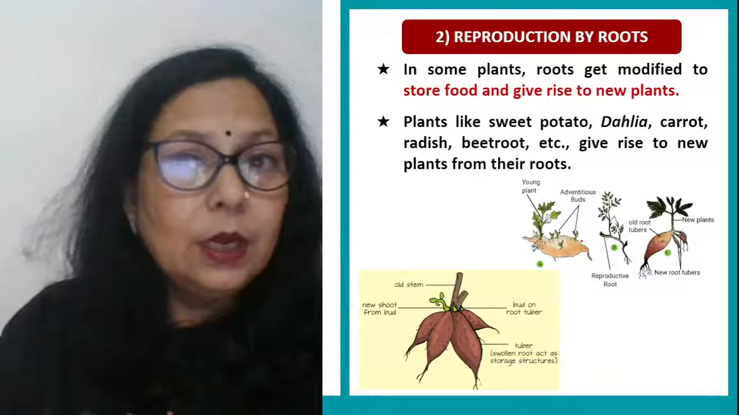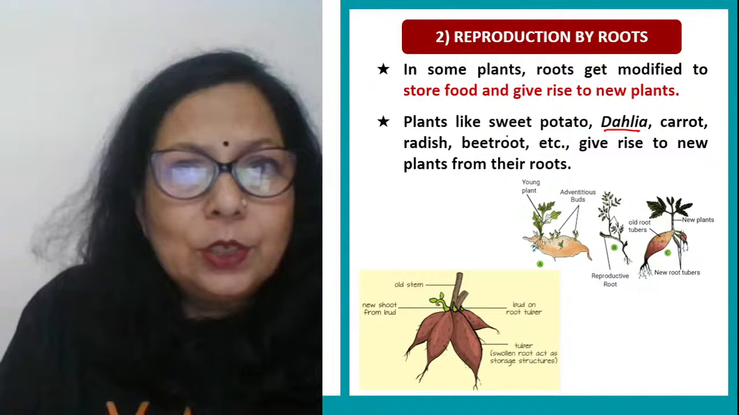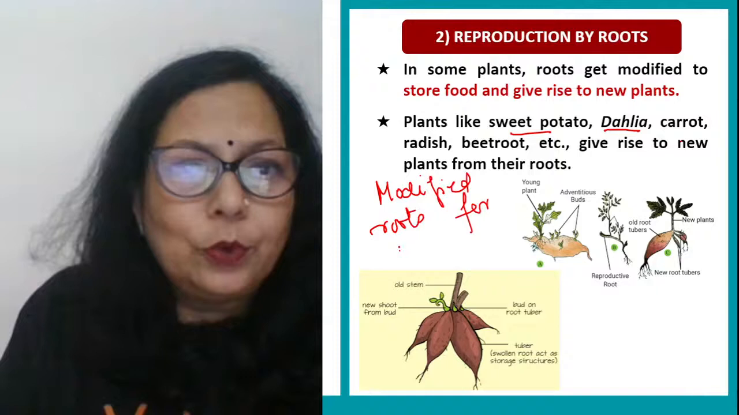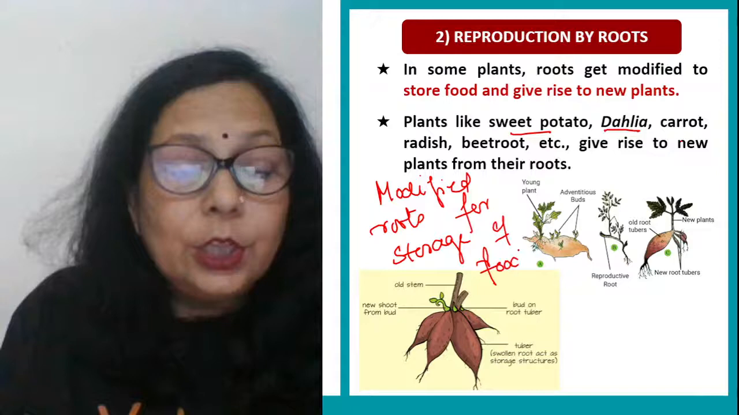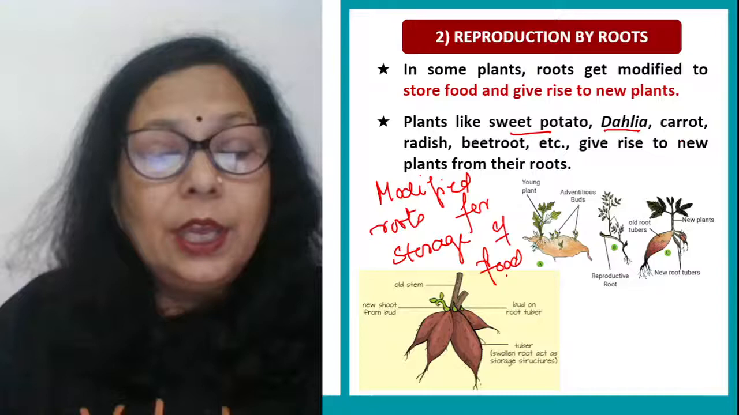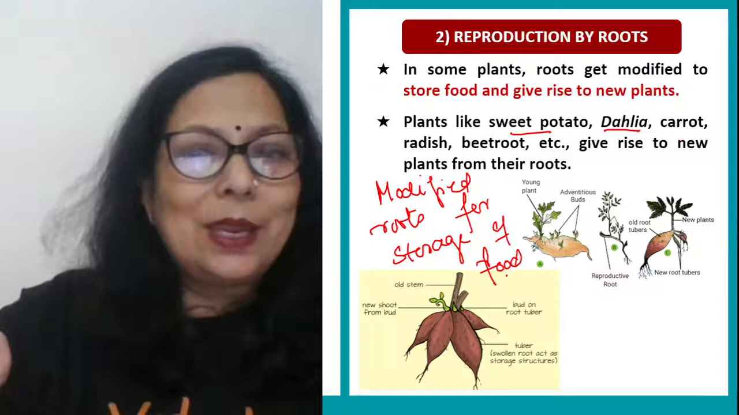Reproduction by roots, please learn the examples from today. Dahlia, sweet potato, carrot, radish, beetroot, these are all modified roots for storage of food. They've got swollen. They store the food. Here the root gets swollen and they reproduce by roots. In potato, stem gets swollen. In onion, again the stem gets swollen into a bulb kind of a thing.